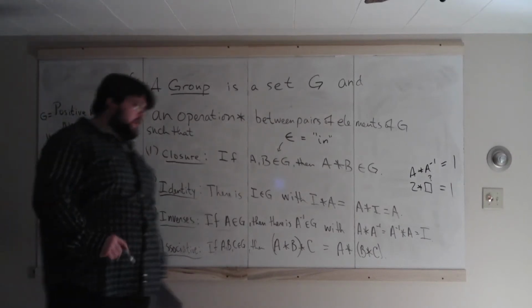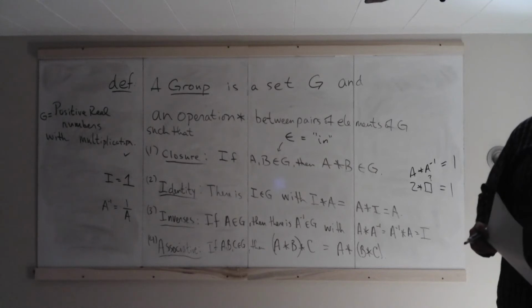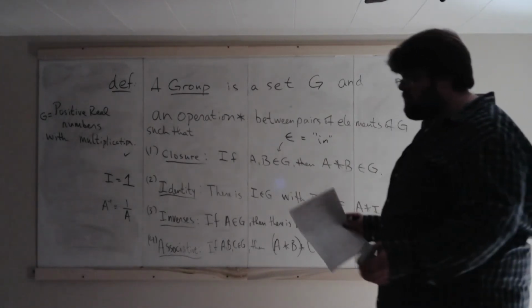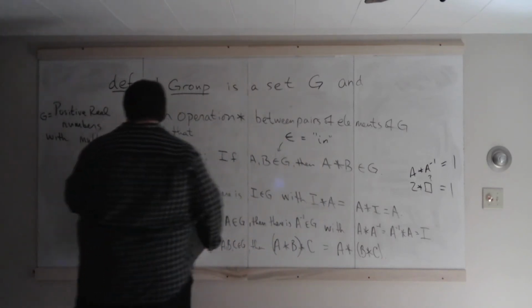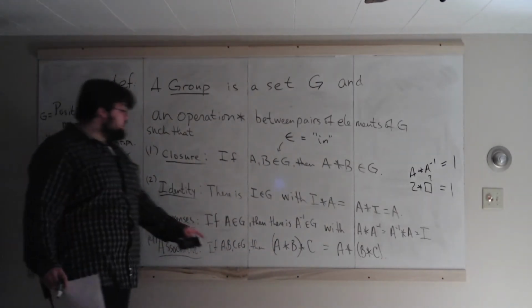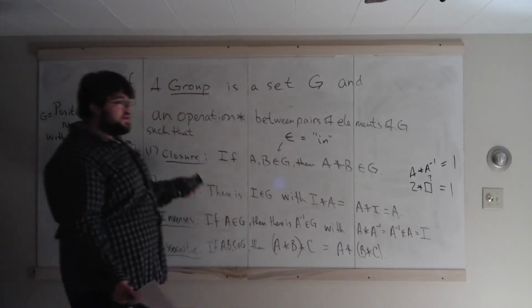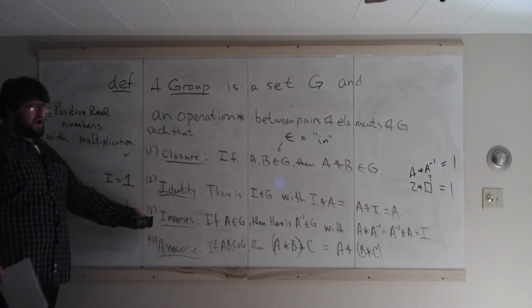I'm going to erase what I just wrote there. Why am I going to erase it? It looks like I'm using the exponent to rewrite that fraction. This is not a result of exponents. This notation, A inverse, is actually a result of this property.